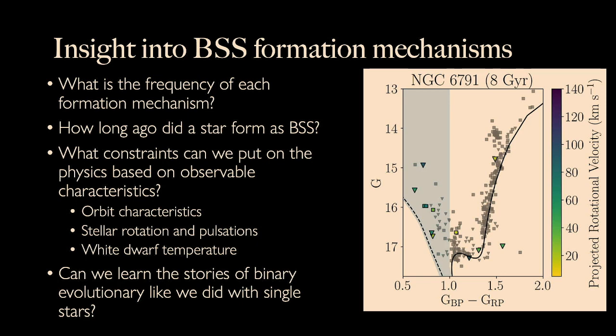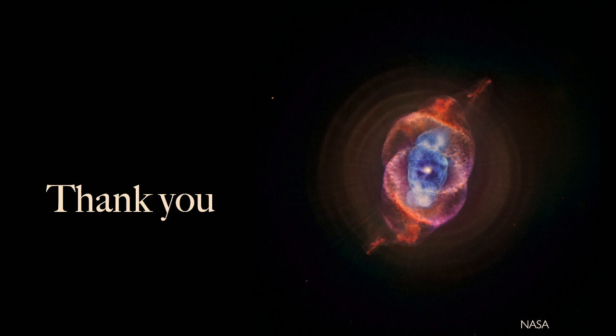And really, the ultimate question that we're trying to ask is, can we learn the story of binary evolution like we did with single stars? We saw that map of 1.5 billion stars from Gaia. Can we do a similar thing with all of the ways binary stars will interact and the different ways they'll deviate from the picture that we saw earlier? So with that, I want to say thank you and leave a picture of the Cat's Eye Nebula, which is a dead binary star.